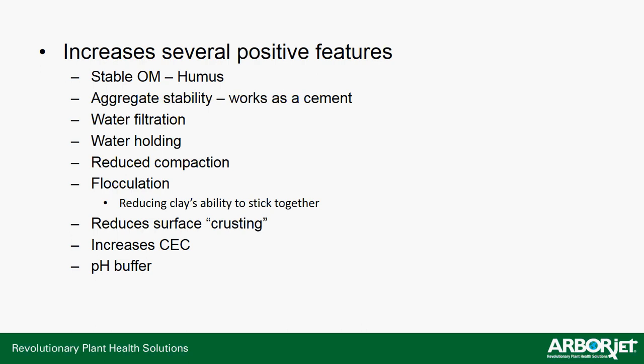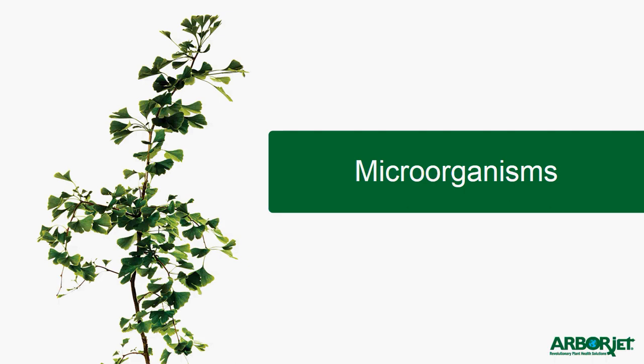Again, because it reduces surface crusting. It's going to increase your cation exchange capacity, and it works as a pH buffer. So most plants tend to like a very slightly acidic soil, mainly somewhere between 5.5 to 7 in your pH range. Some do prefer lower, and it's mainly due to the availability of nutrients because of the pH. The pH doesn't actually affect the plant so much as the availability of the nutrients in the soil. And so organic matter can help buffer that and keep it from becoming too acidic.